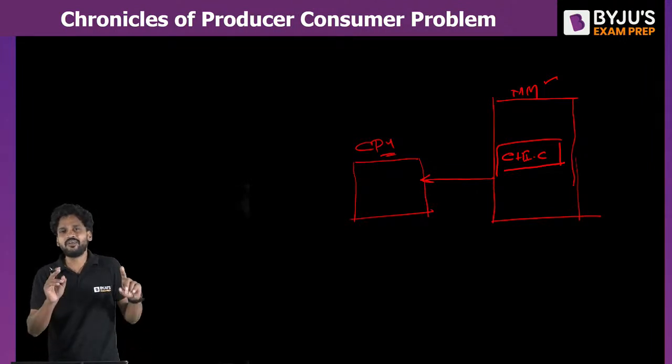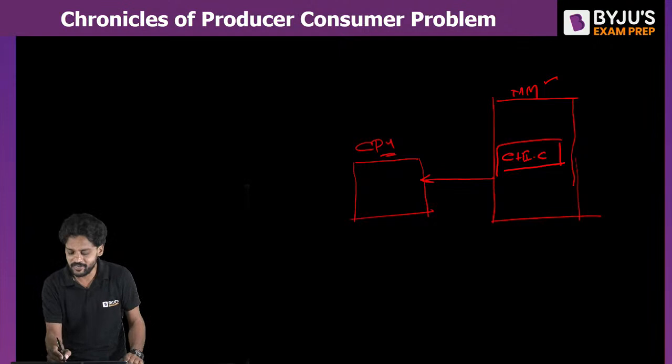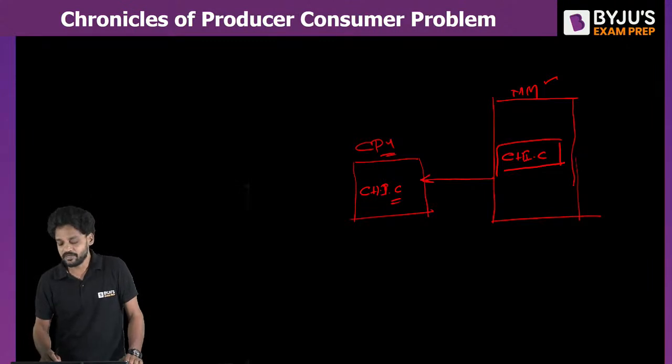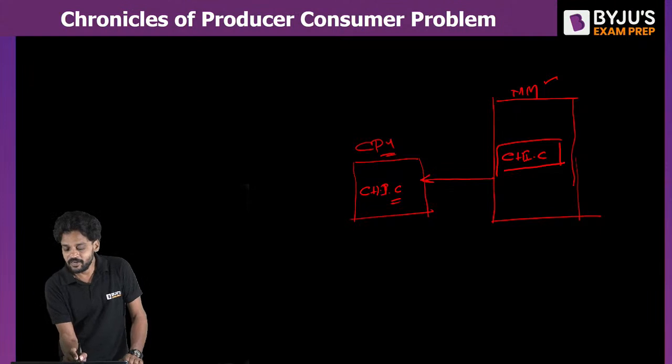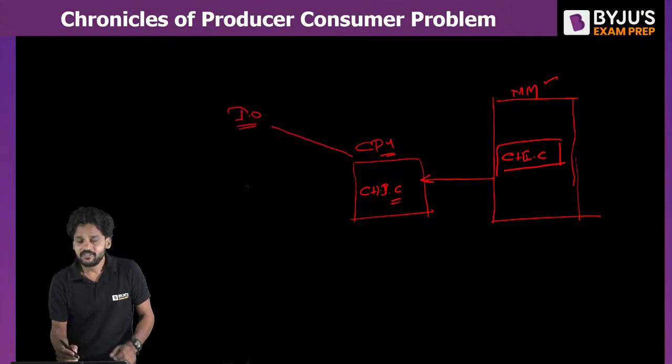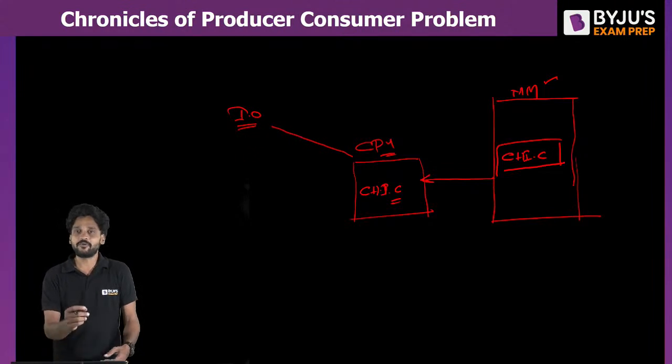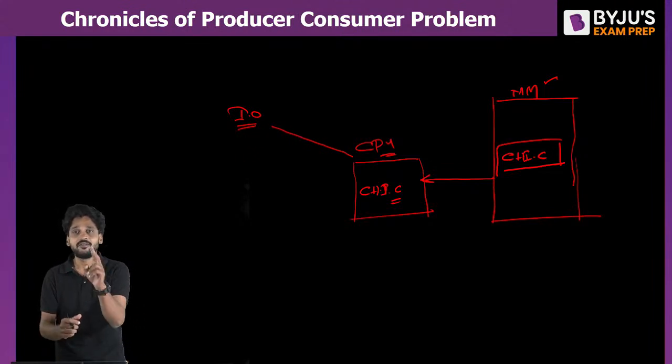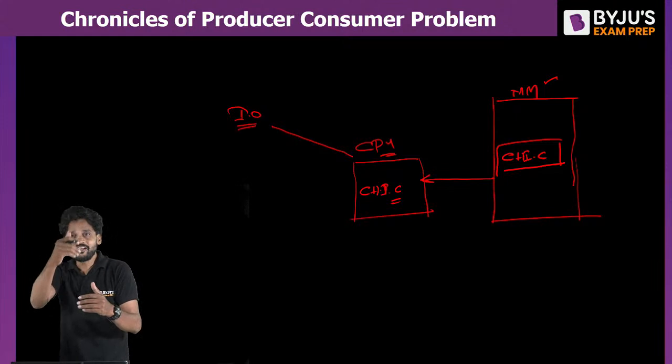So the CPU has only one job to execute at this point of period. Now this chi.c is executing right now. What will happen? Sooner or later, this chi.c will go for an IO operation, right? This is purely because every process will switch in between two things during its entire life cycle.